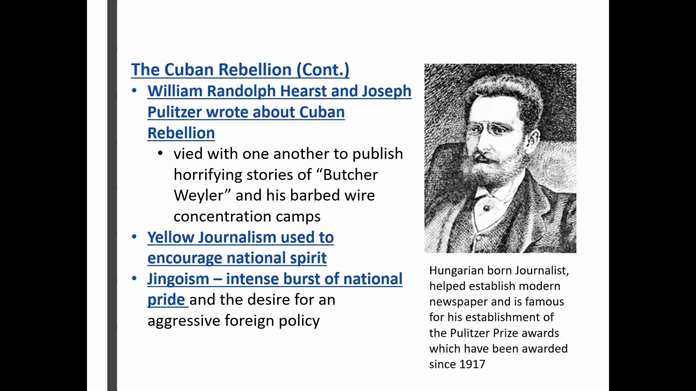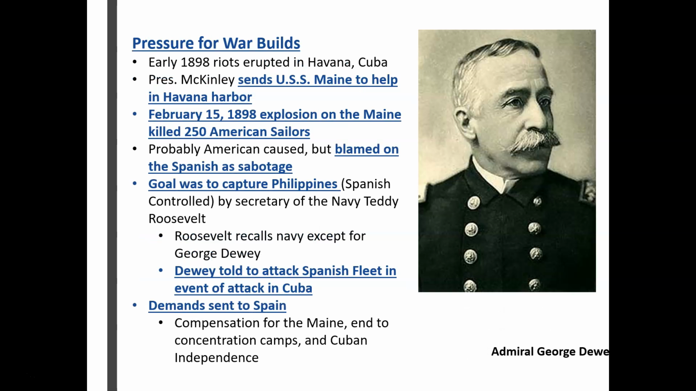A Hungarian-born journalist, Joseph Pulitzer, helped establish the modern newspaper, and he's also famous for his establishment of the Pulitzer Prize Awards, which have been awarded since 1917. So if you've ever heard of the Pulitzer Prize, there you go.